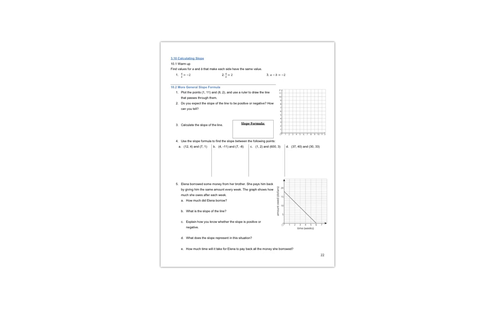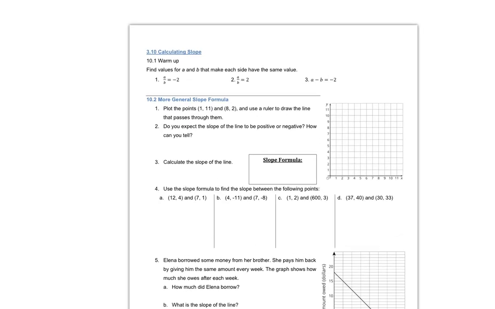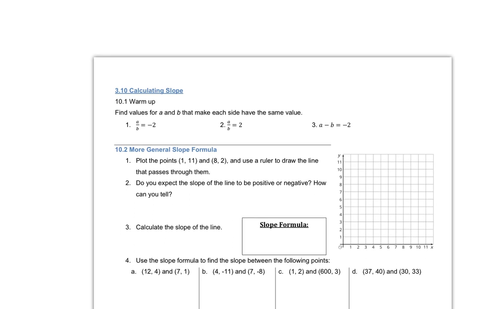Today we are going to be starting on page 22 in your note packet, and we're going to begin at the top. Go ahead and take some time, pause the video, go through this warm-up. You're finding values for A and B that make each side have the same value. So I want to make the left side equal the right side. So go ahead and pause the video, try this on your own, and then continue playing to check your work.